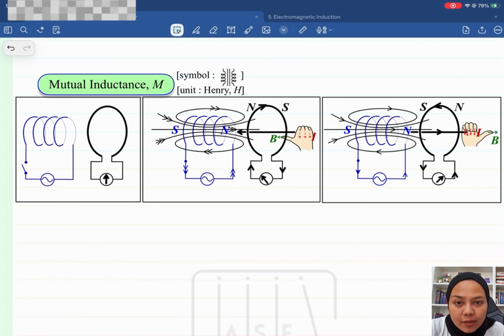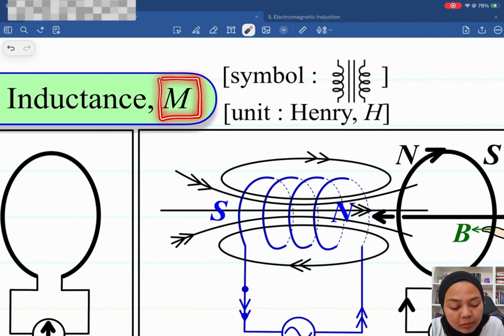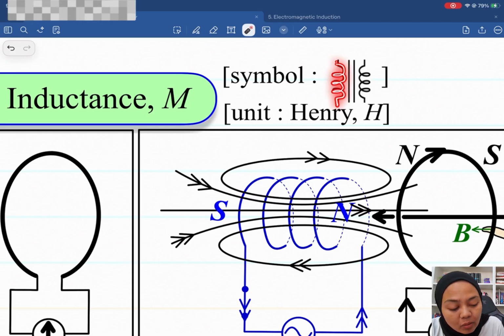Hello everyone, in this video we're going to talk about mutual inductance. Now normally we use the letter M to represent it, and this is the symbol. The symbol is actually made up of the primary coil and the secondary coil with an iron core in the middle. Now what's the function of the iron core, you might ask?